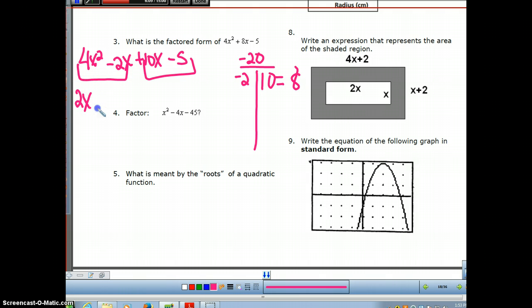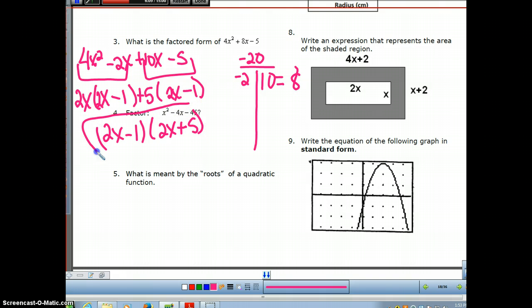Let's try 2x first, and then we're left with 2x here, and what here? Minus 1. And then over here we're going to factor out a 5 or a negative 5. 5, because we look at what we've got in here. We want to keep it going the same, right? So we're going to factor out a 5. That's going to leave us with 2x minus 1. So we get 2x minus 1 times 2x plus 5. That's the factored form of that polynomial.